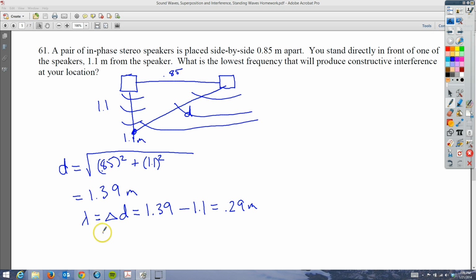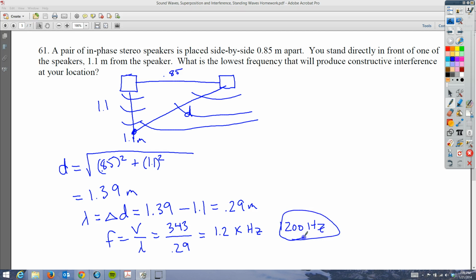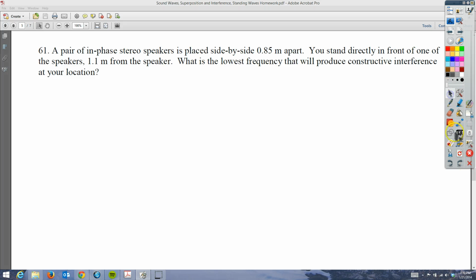Now at this point we can just say that frequency is equal to the speed of sound divided by the wavelength. And we know that the speed of sound is 343 meters per second. The wavelength we just determined to be 0.29 meters. And so that would give us 1.2 kilohertz. So that's really 1,200 hertz. So you'll probably find this answer first, and then if you need to, you can transfer it into kilohertz. Probably on Mastering, it asks you to take that and use the unit of a kilohertz.